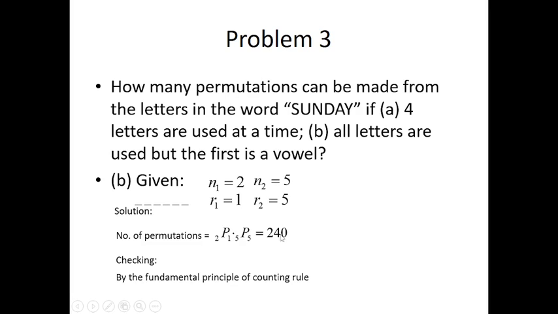Okay, checking by the fundamental principle of counting rule. This is a vowel. This must be a vowel. So I have two options. Then the rest, no more vowels. 6 minus 1 is 5, then 4, then 3, then 2, then 1. So 2, 5, 4, 3, 2, 1, and the answer is 240.